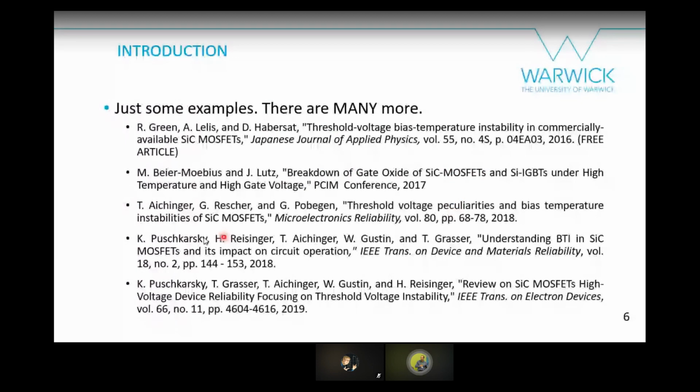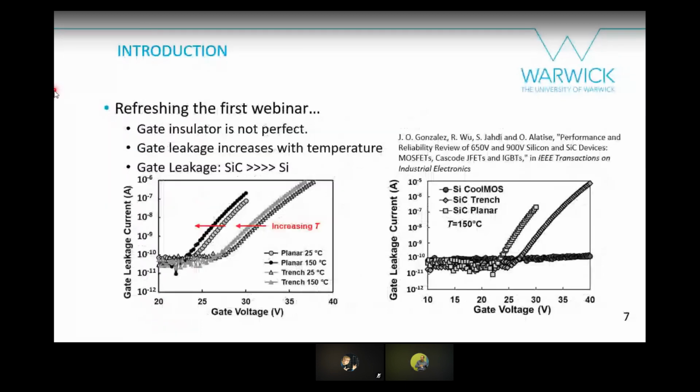And some papers explain properly the concepts of BTI and characterization methods. They do a review focusing on reliability. So that's interesting. If you are interested, I recommend you go through these papers. I'll try to do my best explaining some concepts during this webinar. So I have to refresh a bit the first webinar.